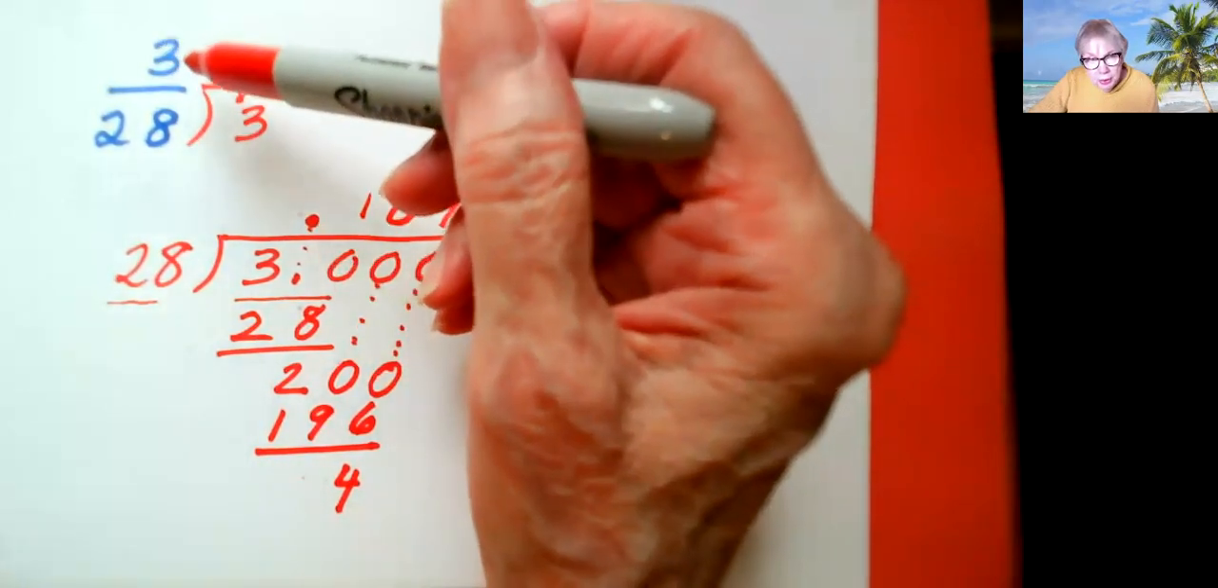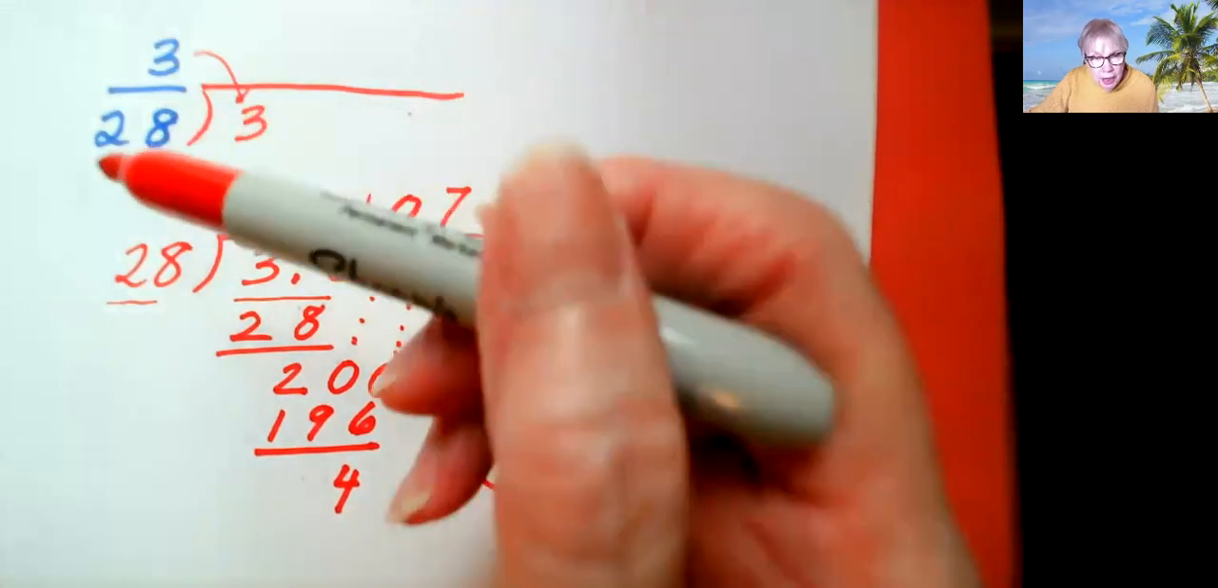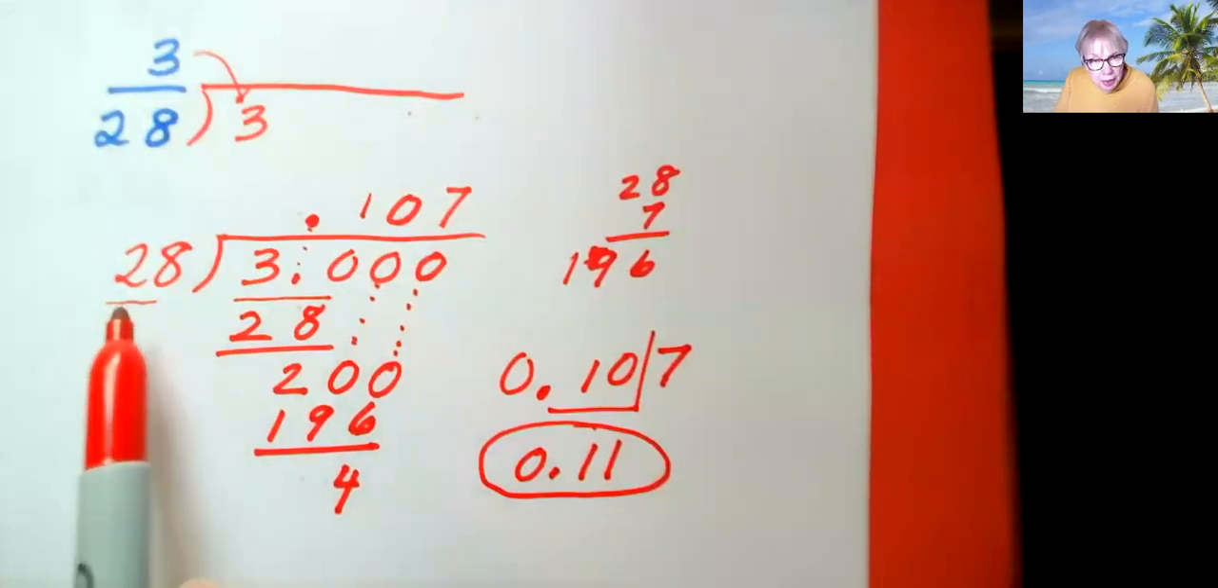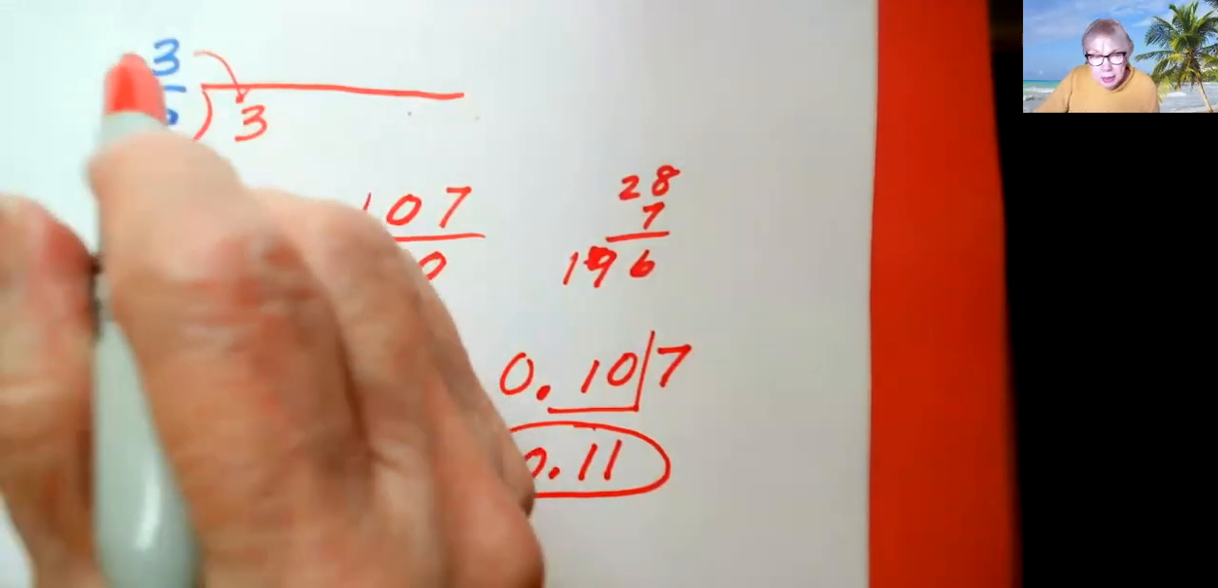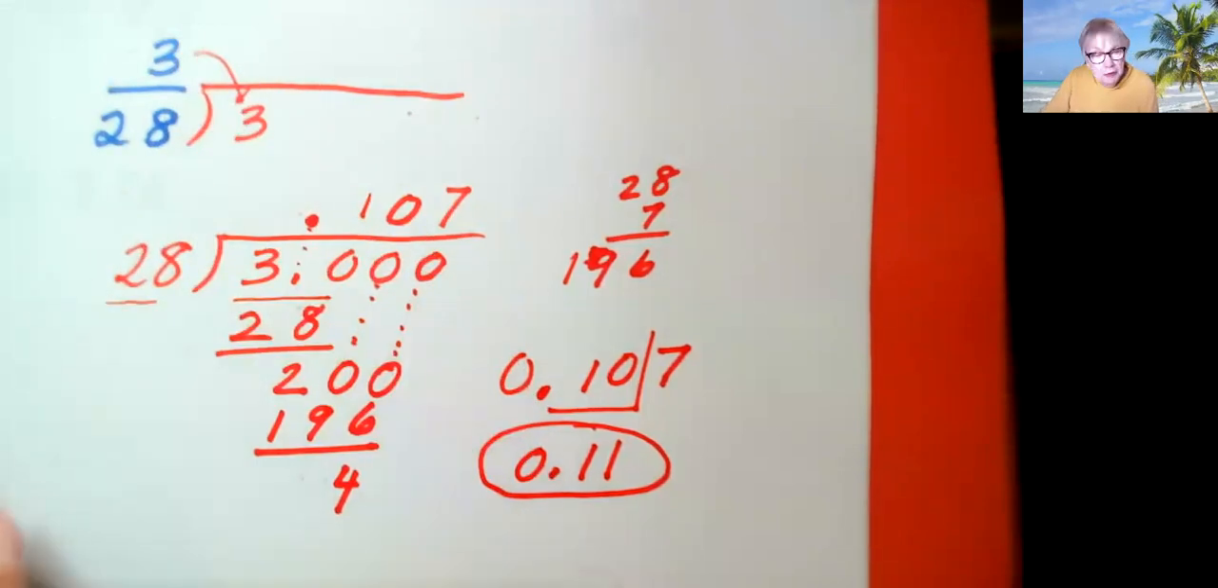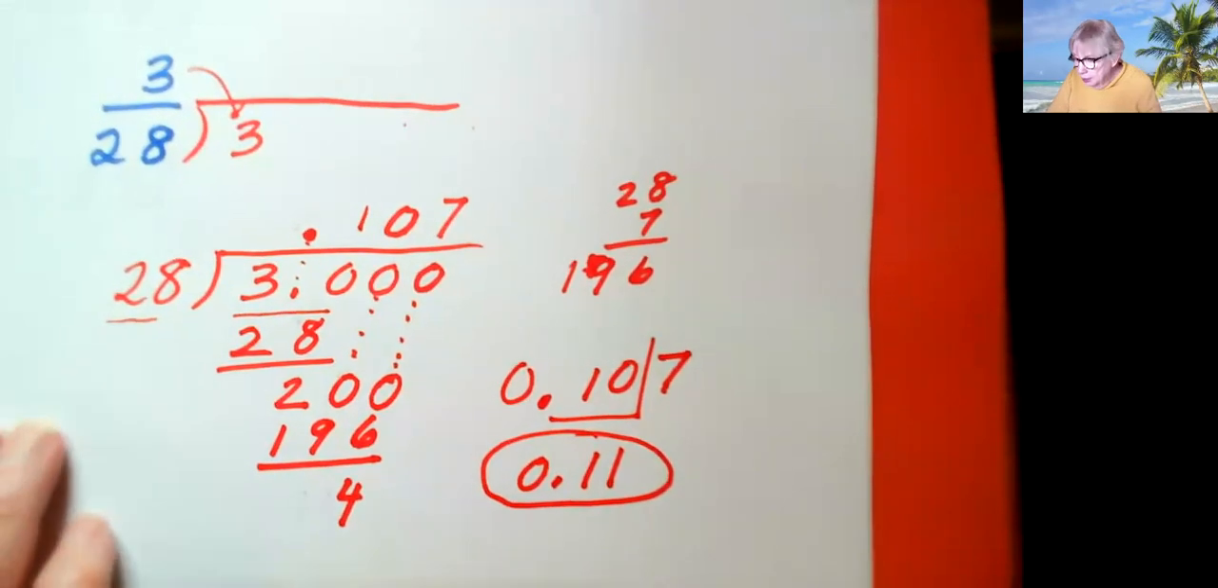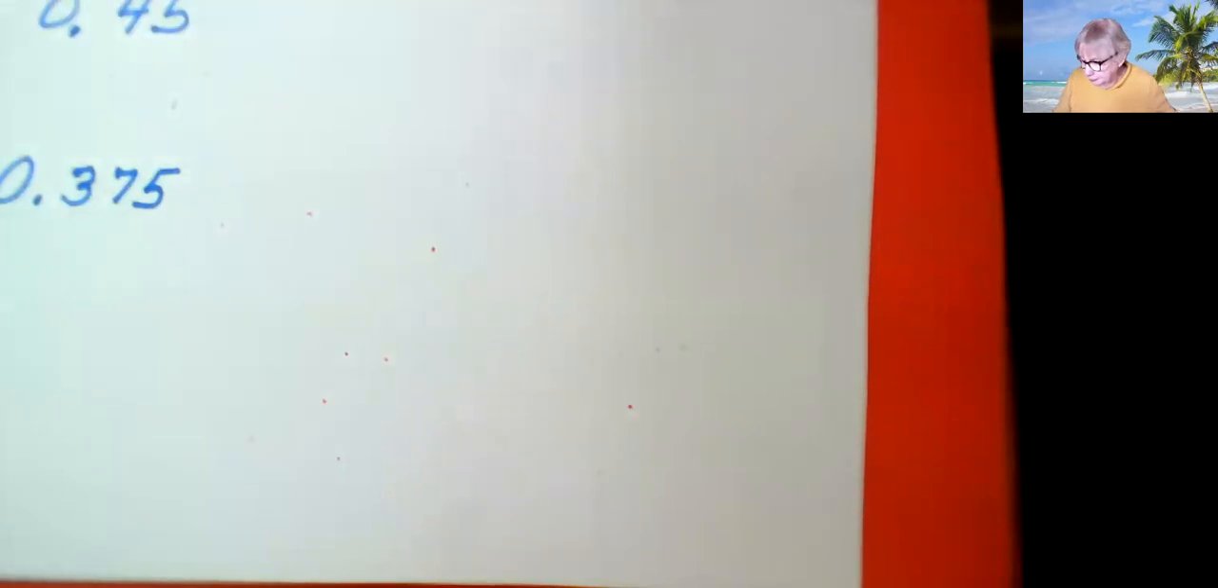The other way to do this is 3 divided by 28. You immediately put the 28 on the outside, but this little trick, it may help a few, I don't know, but I do think it's fairly good.